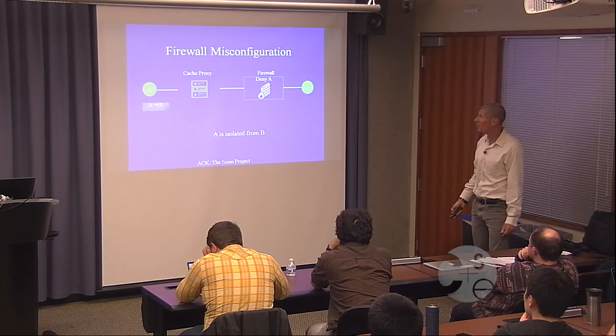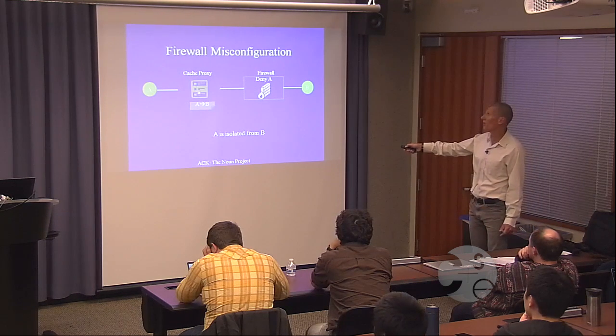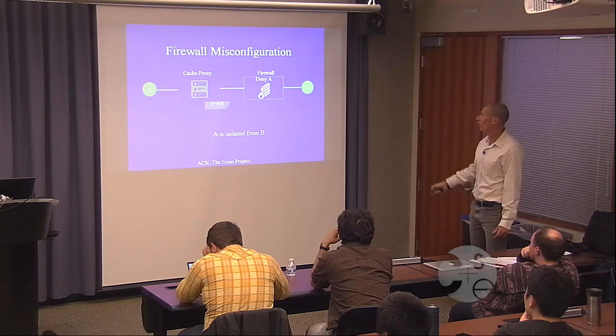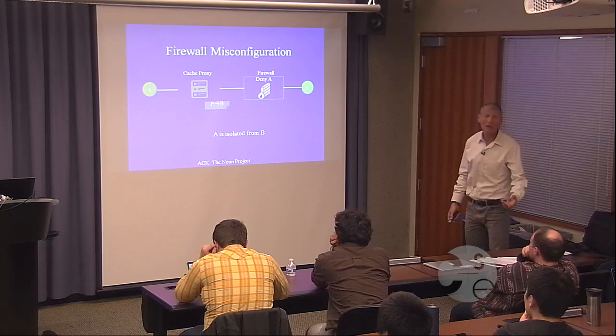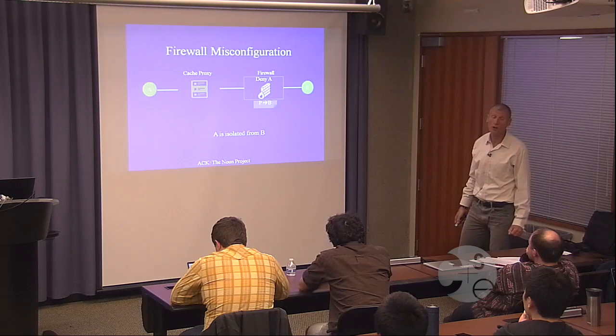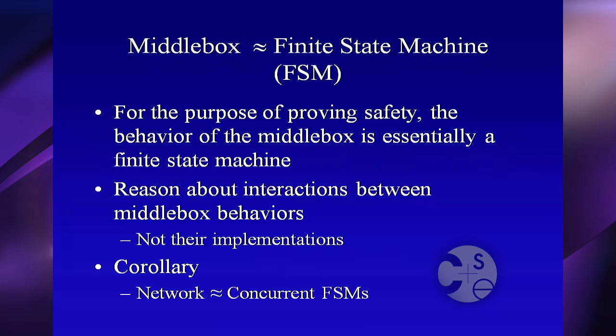Because when A goes to B, the cache proxy, because it actually has to remember the source, it rewrites the source address. And therefore it sends it as P, because it has to remember how it returns to it. Okay, so as a result, the packet from node A arrives at the node B. So this is a kind of bug that we want to check about.